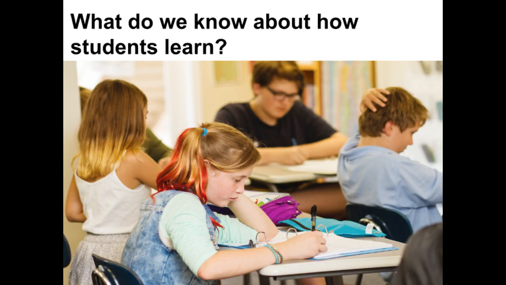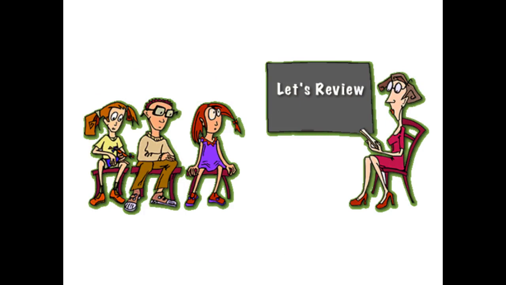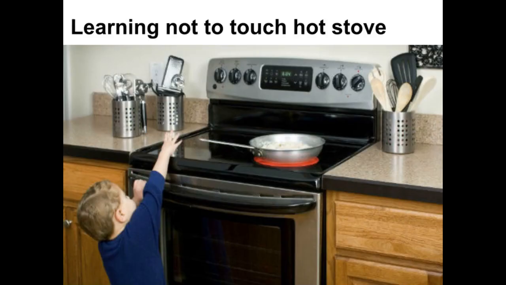In another course that I teach, we explore the question, what do we know about how students learn? And we investigate 6 different learning theories: classical conditioning, operant conditioning, information processing theory, psychological constructivism, social constructivism, and social cognitive theory. As a review activity, we consider how each theory would interpret a learning experience which is similar to this assignment. When he was young, John reached up to touch a hot stove and burned his hand. He never touched the hot stove again.